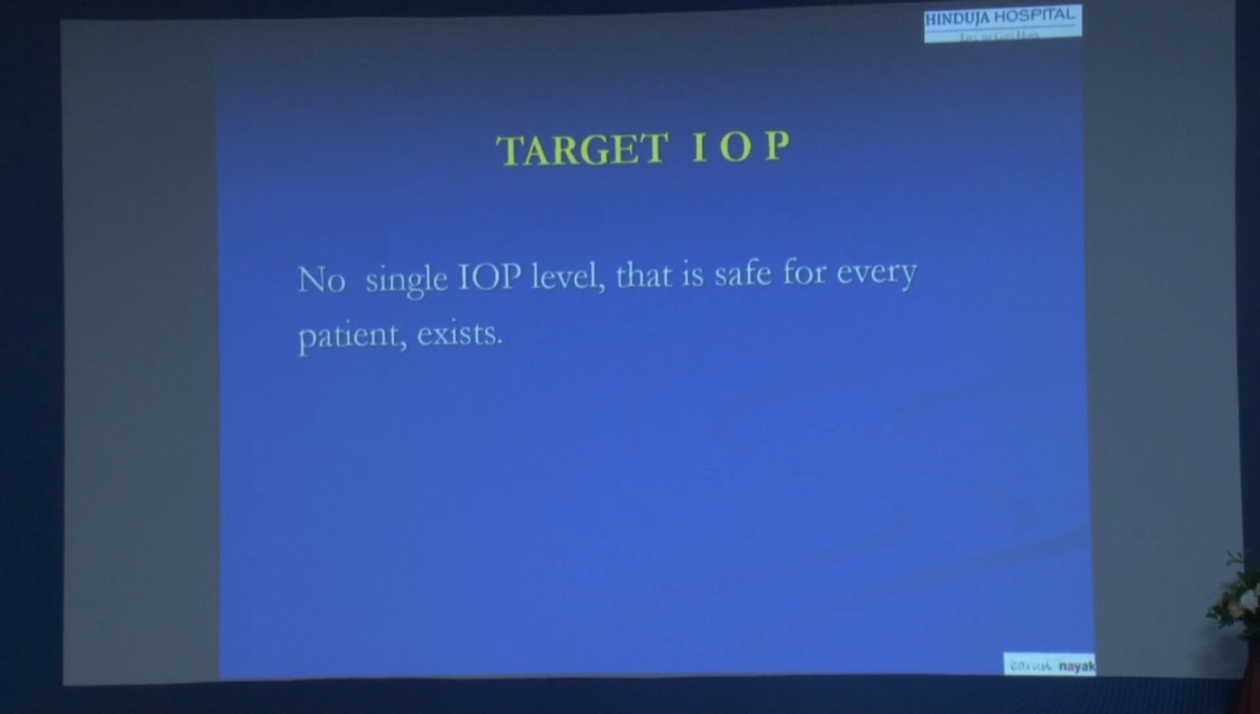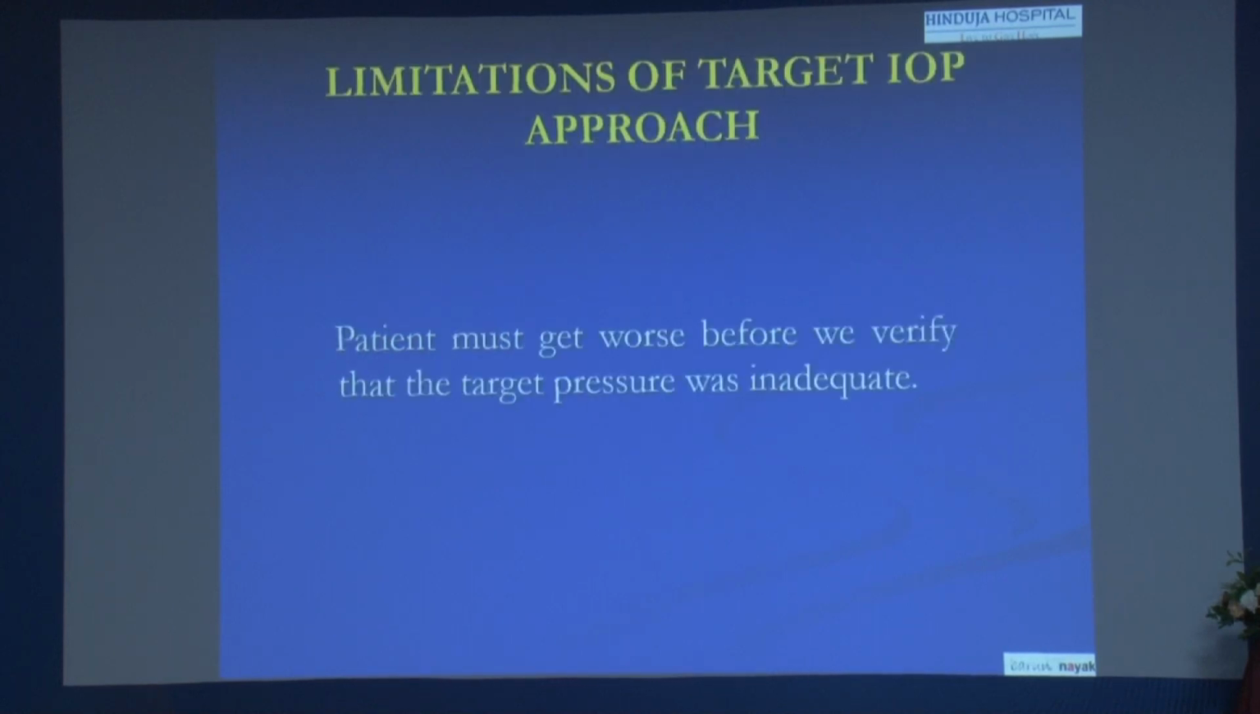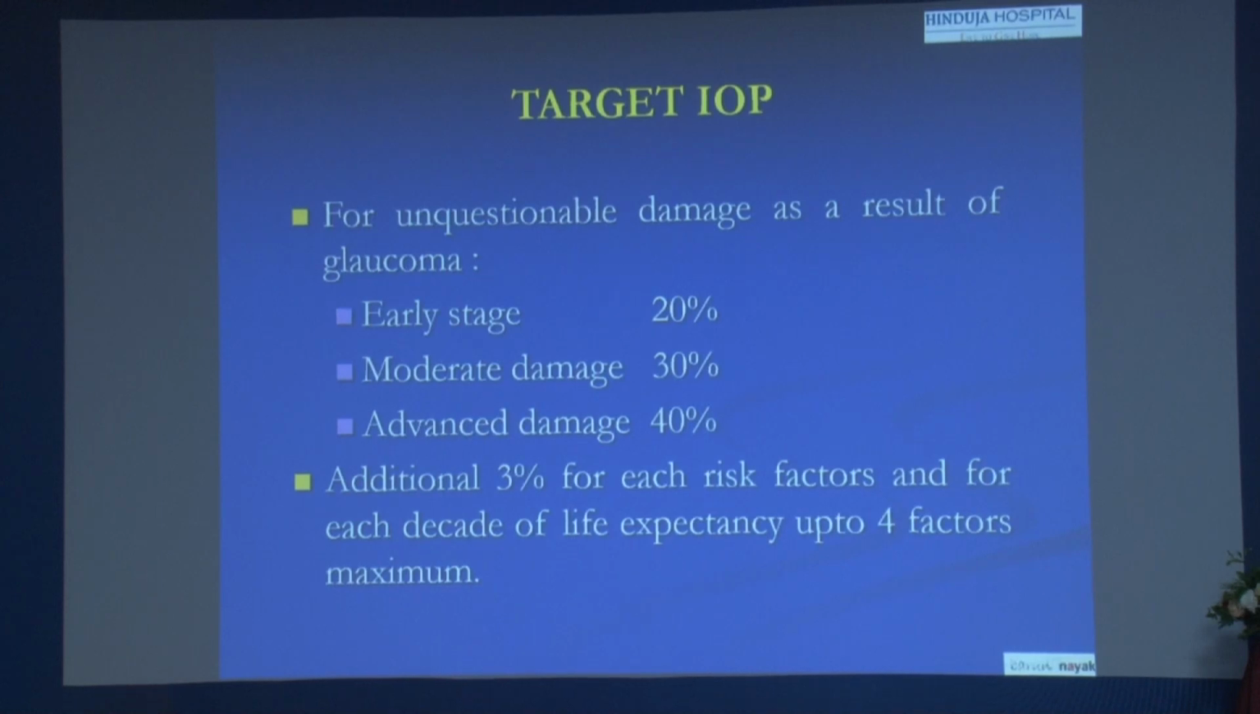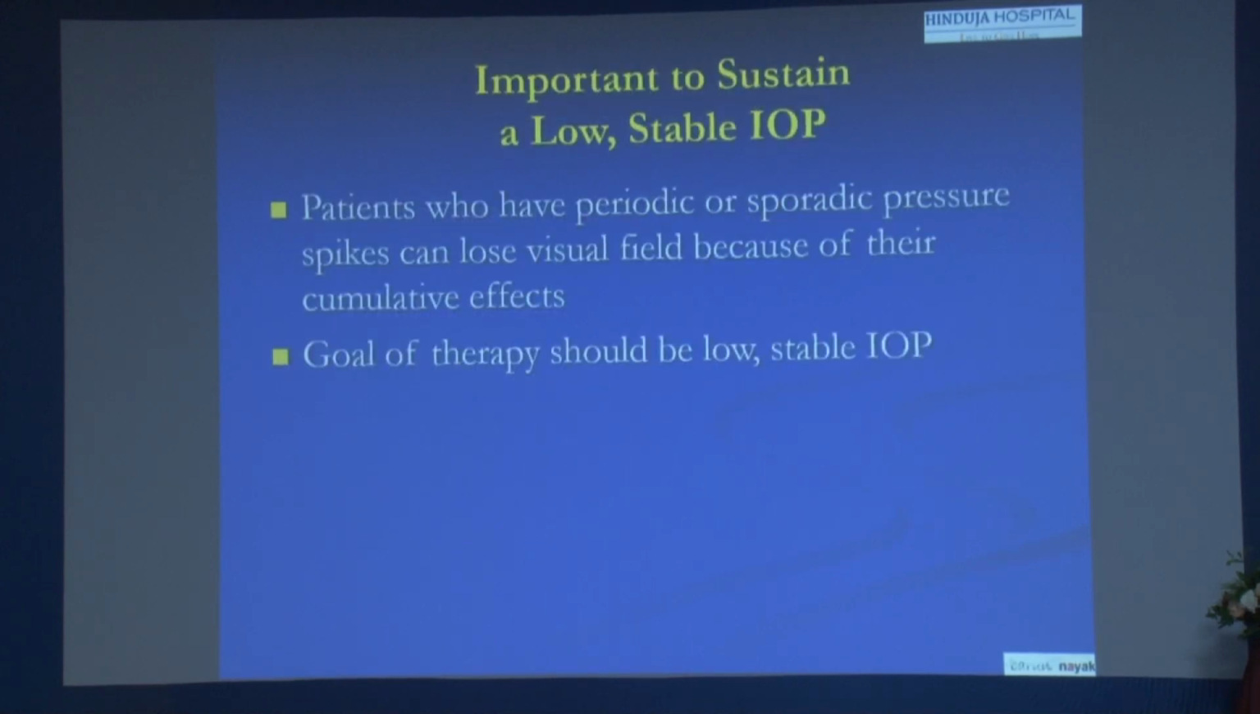And the target pressure will be different for different persons. These are various rough guidelines, like the American Society says early stage 20%, 30%, and advanced stage 40%, and with additional risk factors you go on adding some more.